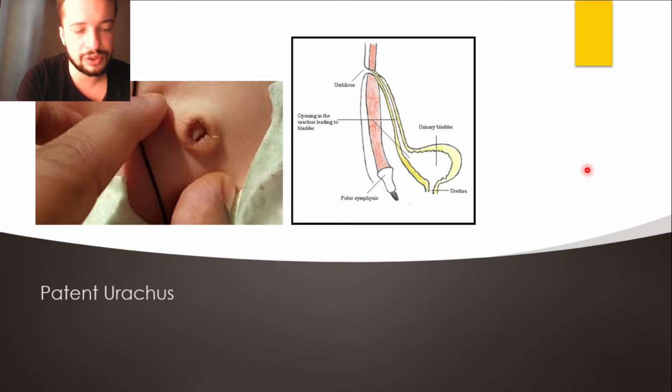The excision is done through an extraperitoneal approach, and the urachus needs to be excised completely, including a part of the bladder dome.